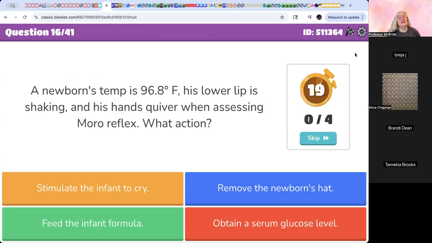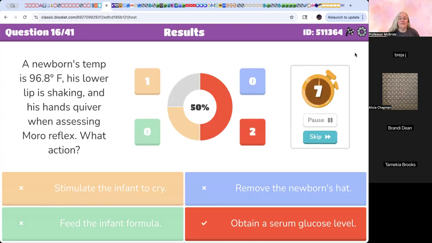A newborn's temp is 96.8 degrees Fahrenheit. His lower lip is shaking. His hands quiver when we assess the Moro reflex. What do you think we need to do for this baby? Okay, for those of you that chose red, what made you think that we need to check the glucose?